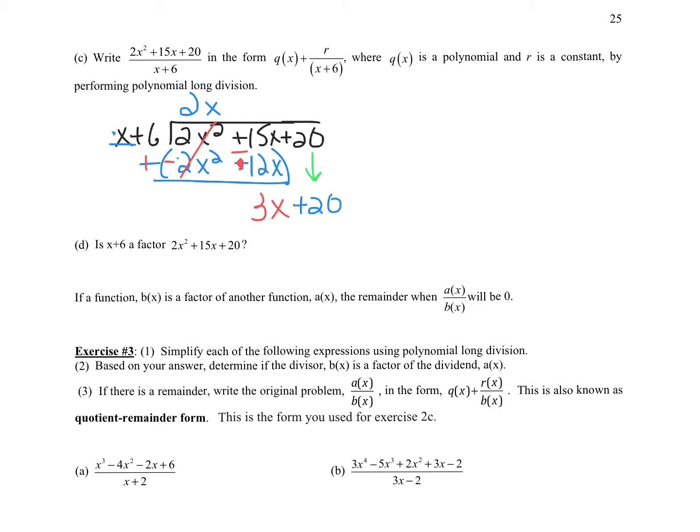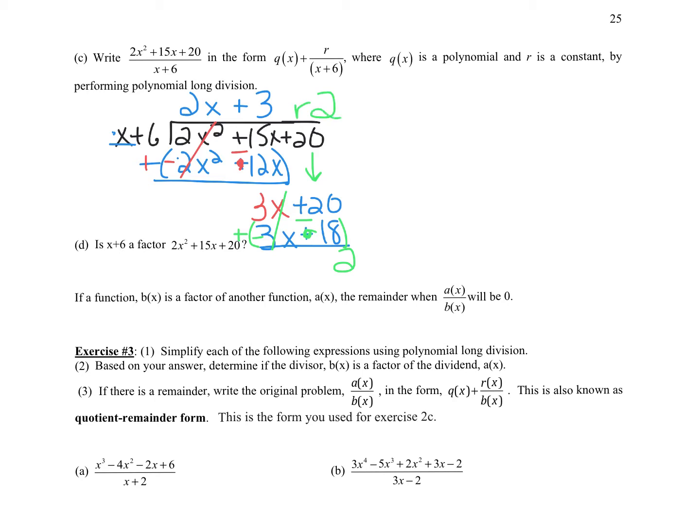Then we say how many times does x go into 3x? That's 3 times. Multiply it out. We get 3 times x is 3x. 6 times 3 is 18. And this time we do have a remainder. I think we can kind of see it, but we're still going to follow those steps for subtracting. That cancels. This becomes negative, so we have a remainder of 2.